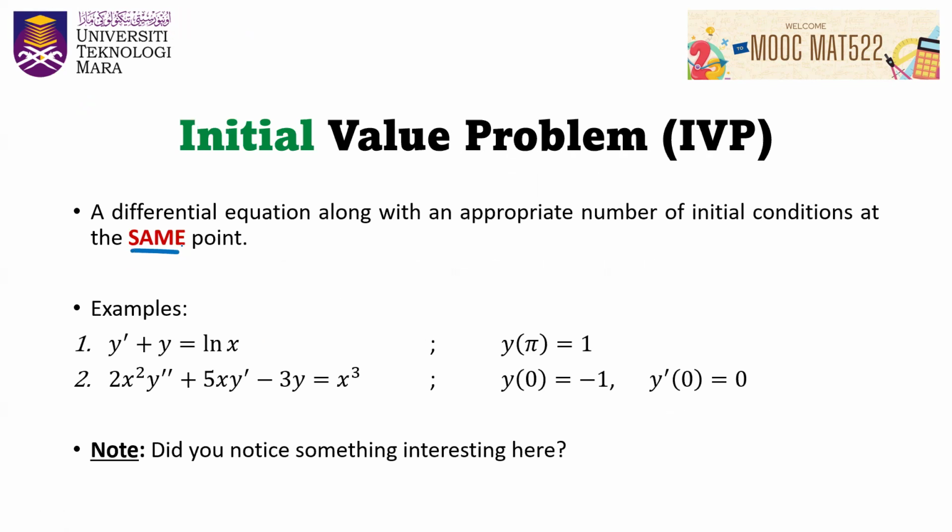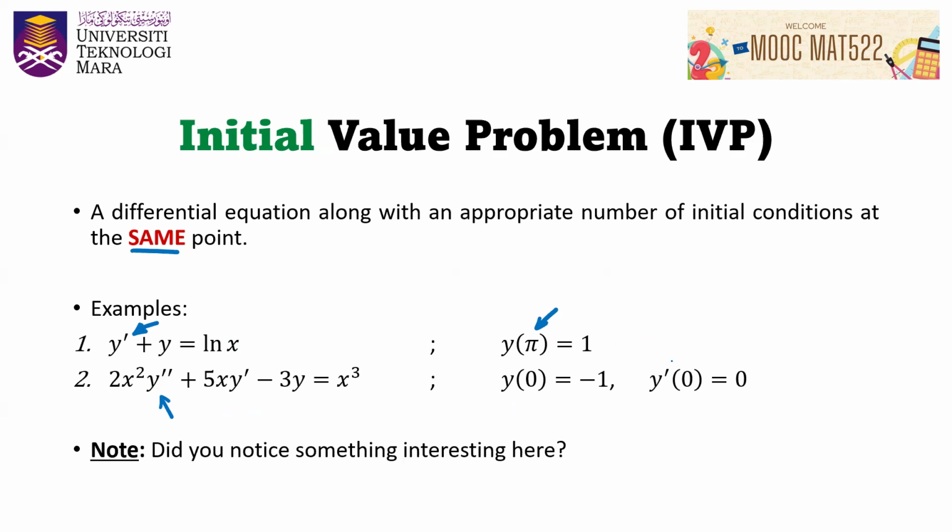If we look at the following two examples here, the first ODE, y prime plus y equals ln x, has order 1 and a single initial condition, y prime equals 1. Second example, y double prime. This is the highest order, therefore a second order ODE, and has two different initial conditions: y(0) equals -1, y prime(0) equals 0.